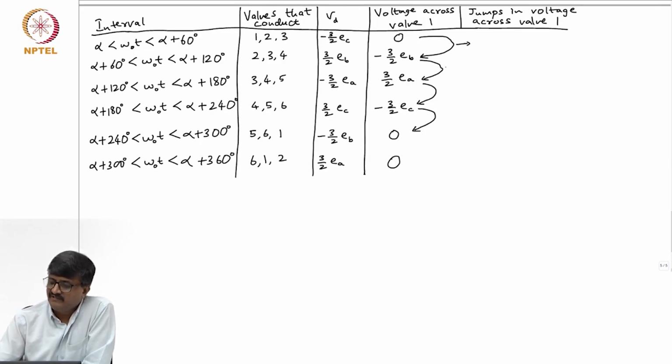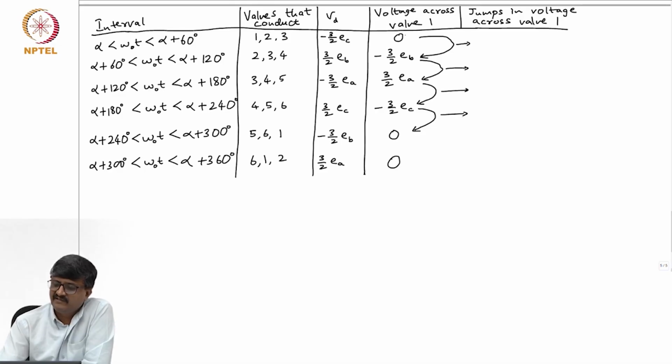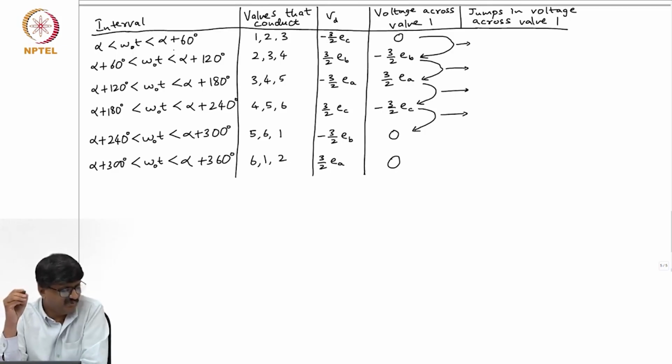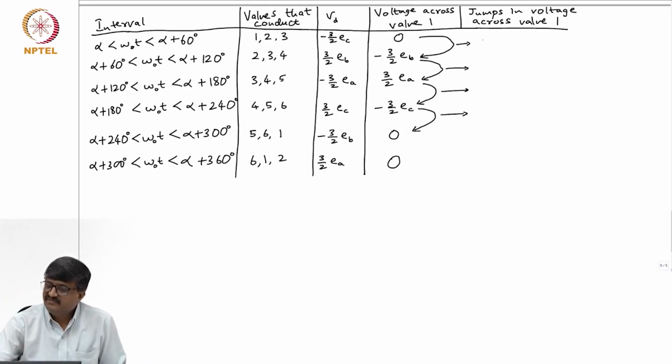So if I want to know the 4 jumps, what I need to do is take the difference in these 2 expressions and evaluate it at the corresponding instant. So the first jump is minus 3 by 2 Eb minus 0, evaluated at alpha plus 60 degrees. Similarly, the second jump is 3 by 2 Ea plus 3 by 2 Eb, evaluated at alpha plus 120 degrees, and so on. So I'll leave it to you to verify that these jumps are given as follows.